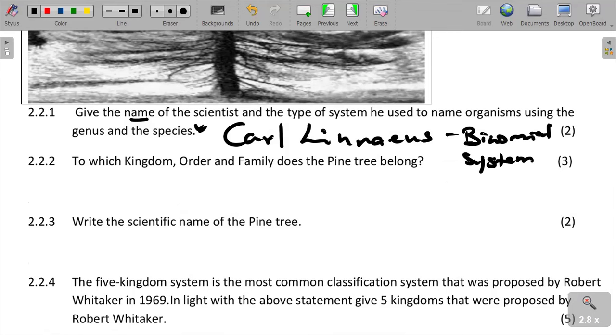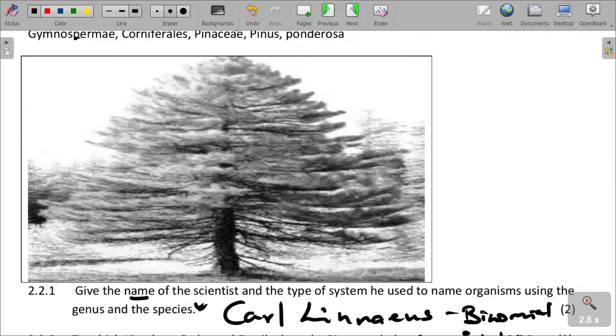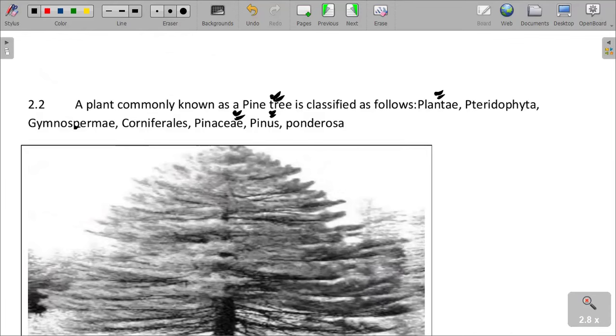So what you need to understand is that you must write the genus with the first letter in caps, and in the species the first letter is small. So now what we are saying is that the pine tree belongs to the Pinus. It actually belongs to Pinus ponderosa.